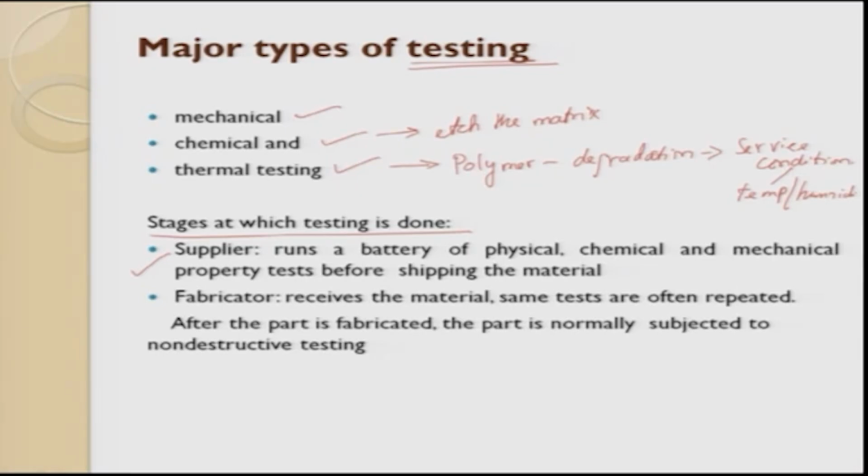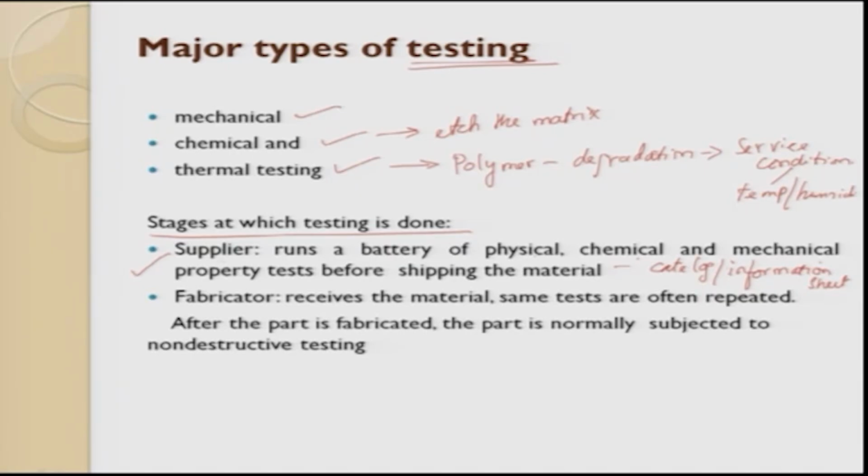He runs a battery of physical, chemical, and mechanical testing, and then he gives you a catalog, a pamphlet, or an information sheet wherein he tries to put all the data showing where his sample will work safely. And today the suppliers have become more careful because they would like to give only realistic data; they do not overclaim. Because if a composite fails, these suppliers can be questioned.